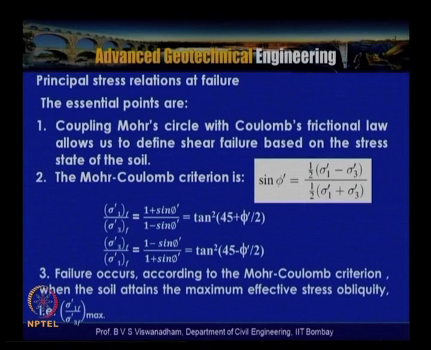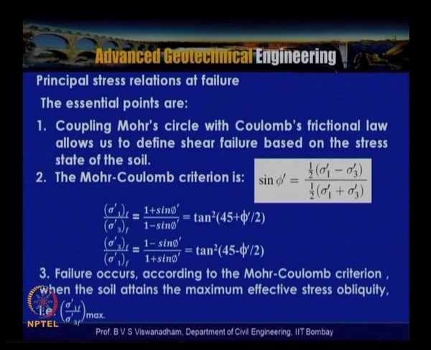So from the trigonometric identities, this is nothing but tan square 45 plus phi by 2. And similarly, when we have sigma 3 dash f by sigma 1 dash f, then it is 1 minus sin phi by 1 plus sin phi, wherein we have tan square 45 minus phi by 2. So failure occurs according to the Mohr-Coulomb criterion when the soil attains the maximum effective stress obliquity, that is sigma 1 dash f by sigma 3 dash f. When it becomes maximum, then the failure actually occurs.